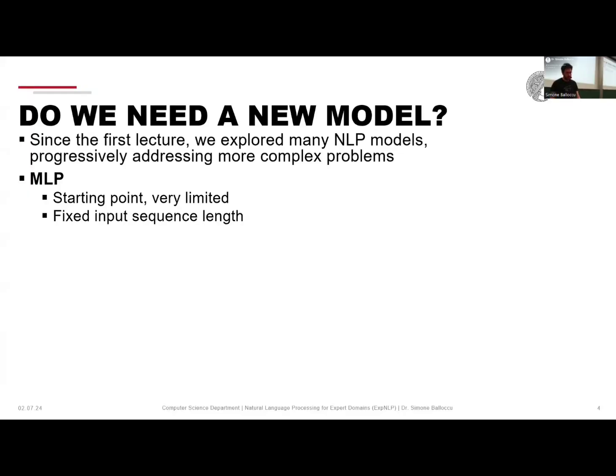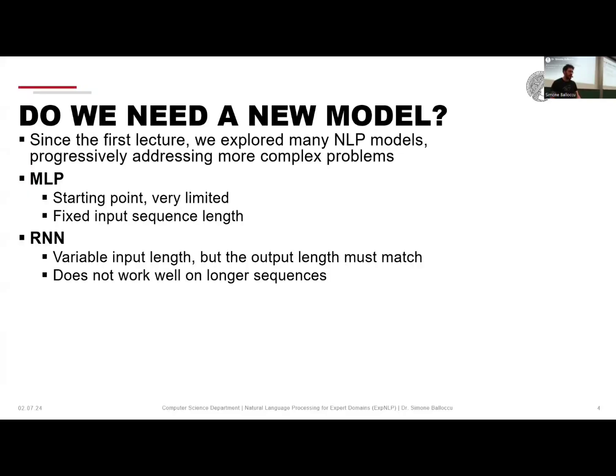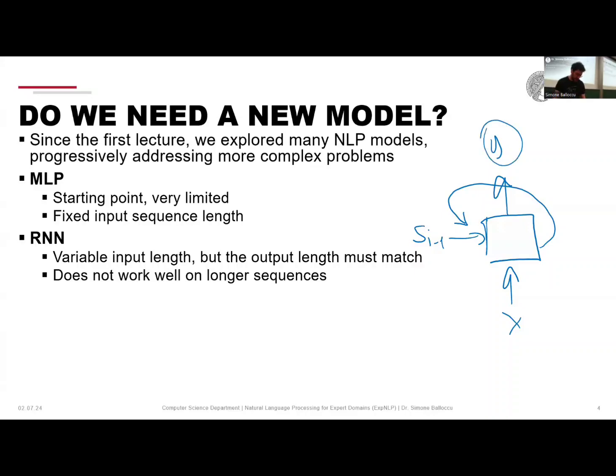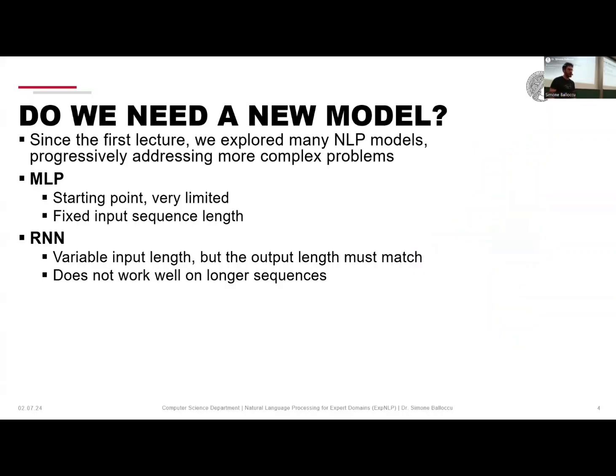What came after? Well, we had the RNNs. RNNs were a bit better because we now have a variable input length. But remember, the issue is that the RNN was this cute thing that takes an input, takes a state, and produces some output, and then it rewinds and recursively reapplies this. The problem is, this implies that if I want to produce an output, I need to get an input. So I can only produce as many outputs as the inputs I have. There are some hacky ways, we saw the padding, we saw the end of sequence tokens, but it was still a bit of a dirty fix. Also, it does not work well on longer sequences.